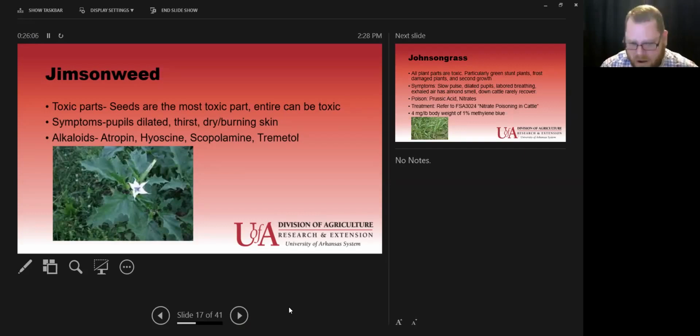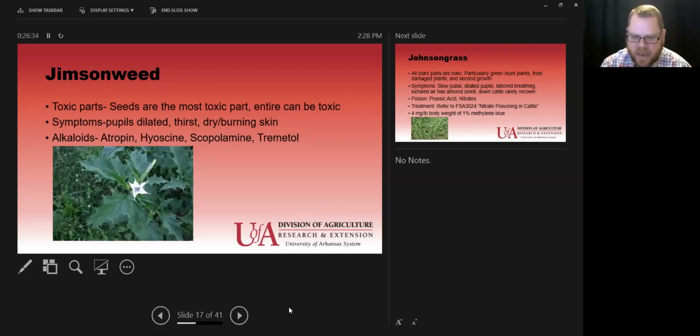So the seeds are the most toxic part of a Jimson weed plant. The entire plant can be toxic, but especially those seeds. And Jimson weed creates somewhat of a little melon, and the seeds are inside of that, and there's hundreds of seeds inside one fruit. The symptoms include dilated pupils, thirst, and then dry or burning skin.